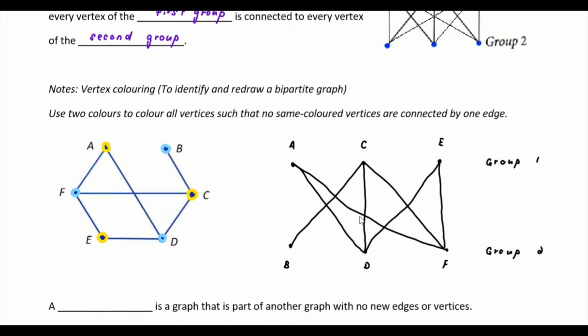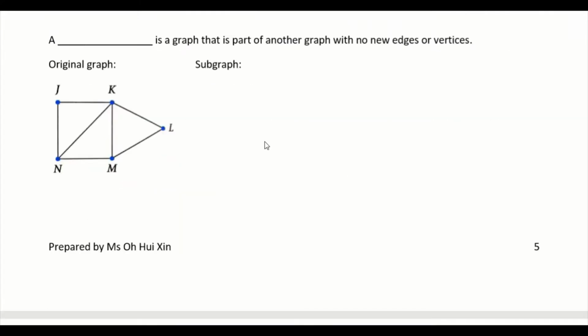Okay, so now let's move on to the next one. The next graph that we have is called the subgraph.